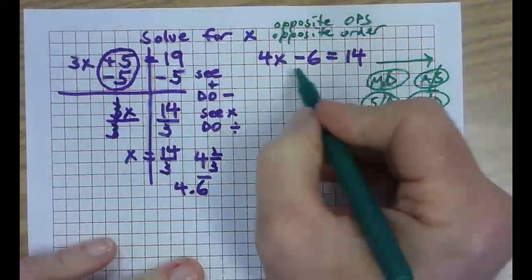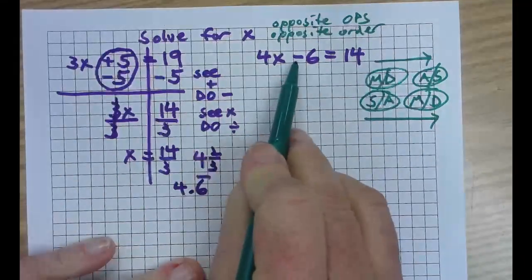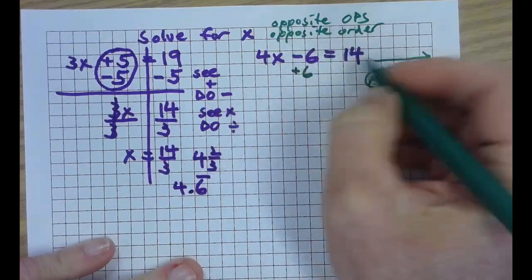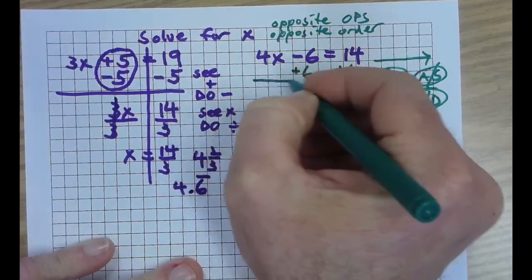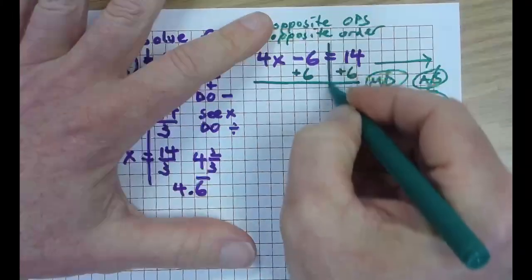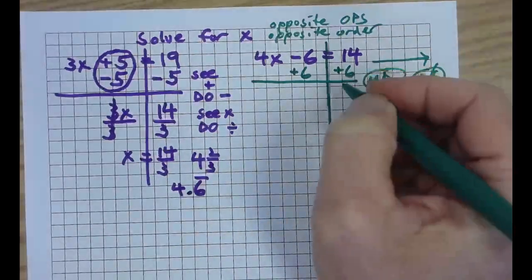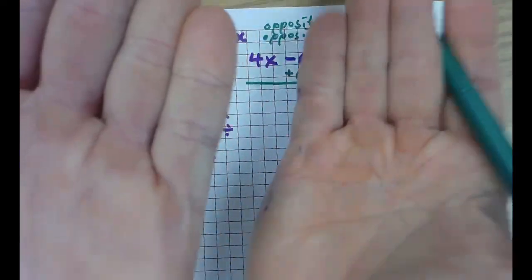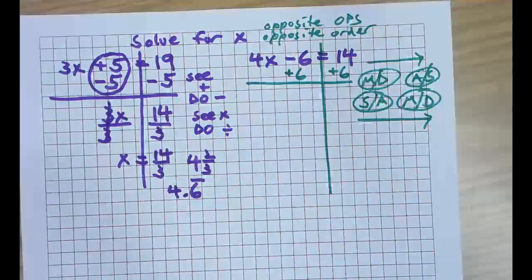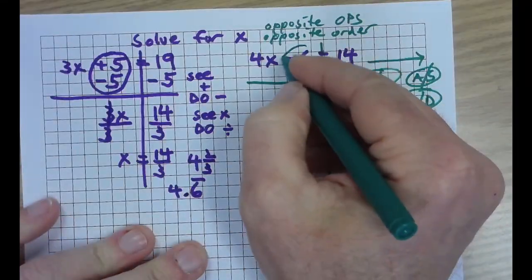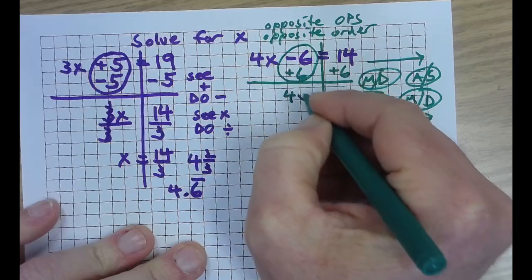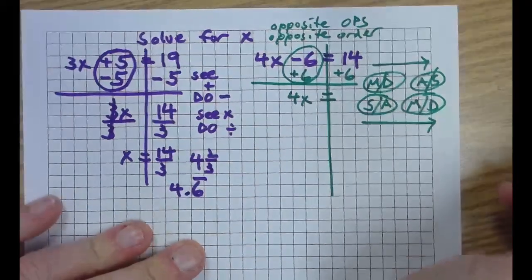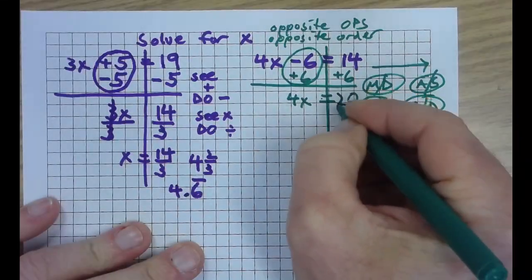Let's do this one. What do you see? Right, subtraction. So what do? Addition. We create a 0 there, but we make sure we do it to both sides. Keep that scale balanced. Keep that equation equal. Wrinkles and all. This makes 0. 4x over there. What's 14 plus 6? Do it! 20. Right. En español.